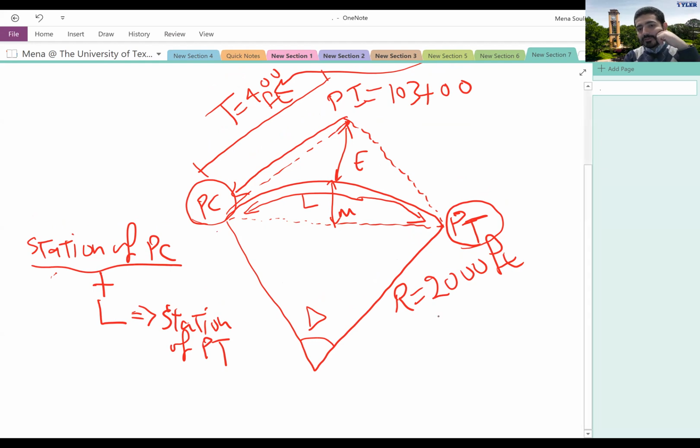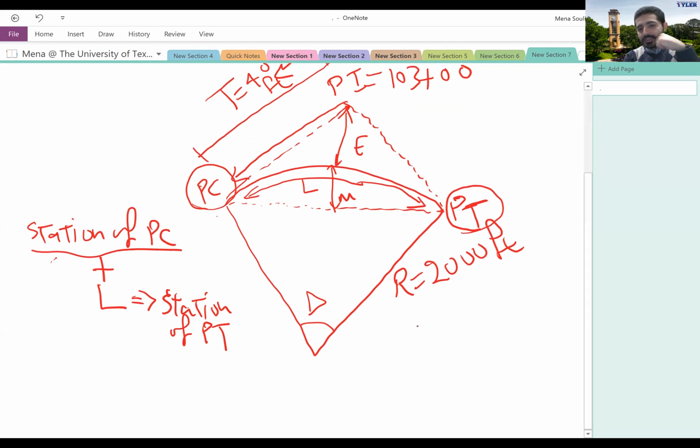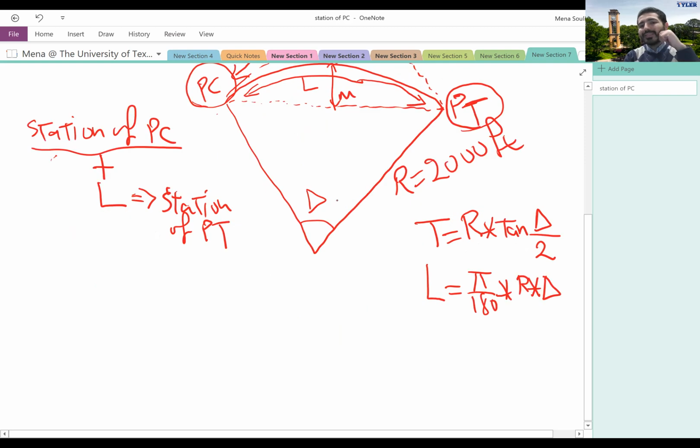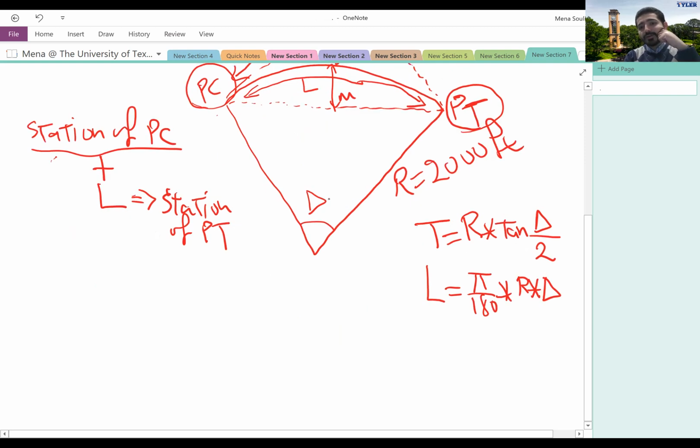The first equation that we talked about last time was the tangent is equal to the radius of the curve times tangent of delta over 2, because I really need to get delta and I need to get L. If you remember, the equation of the L was pi over 180 times R times delta. So in order for me to get the L, I need to know the R, the radius of the curve, and I need to get the delta, the angle.